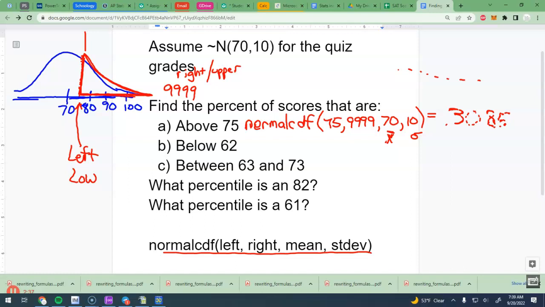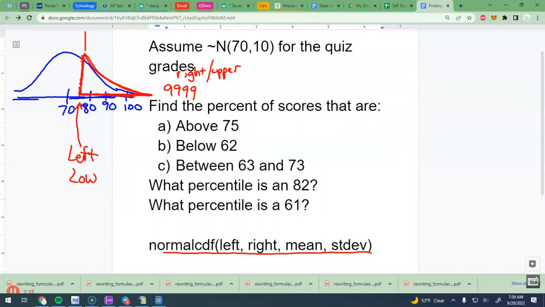Okay, for the second one, below 62. So I want to the right or to the left of 62?